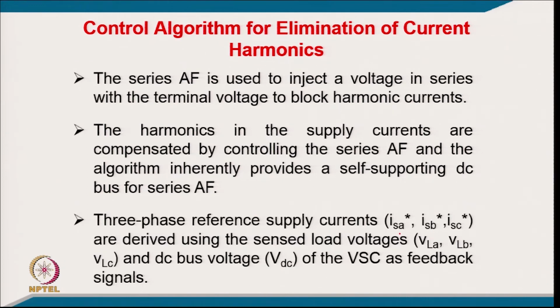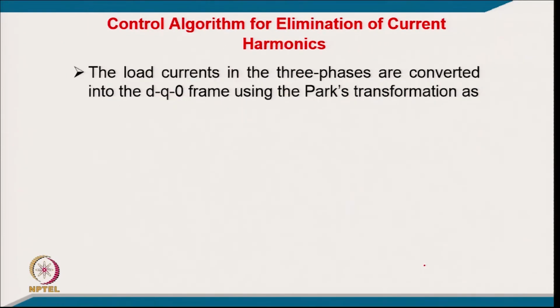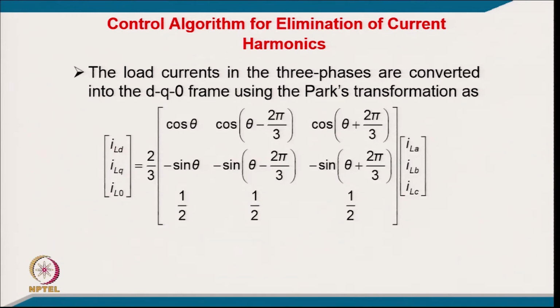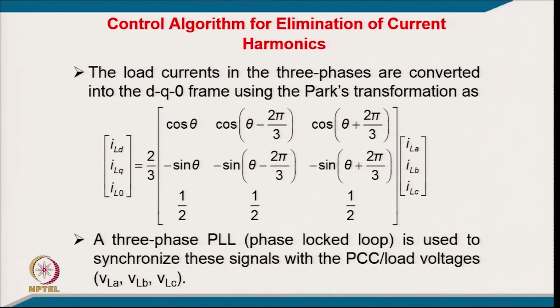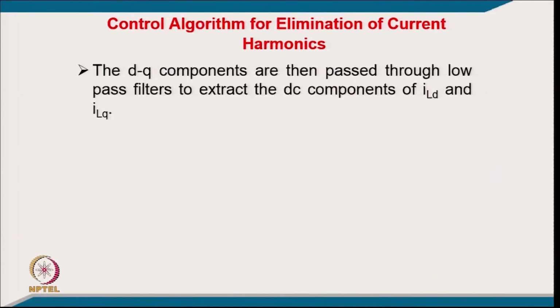And the 3-phase reference supply currents are derived using the sensed voltage, load voltage, and the DC bus voltage of the voltage source converter as a feedback signal, and the load currents in the 3 phases are converted into the DQ0 frame using the Park transformation, and this is the expression for the control algorithm. This is the load current which we are sensing, and using the Park transformation we are converting to ILD, ILQ and the 0 sequence current, and a 3-phase PLL is used to synchronize these signals with the PCC and or load voltage, from which we are getting cos theta, sin theta.